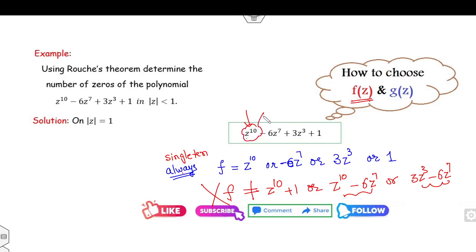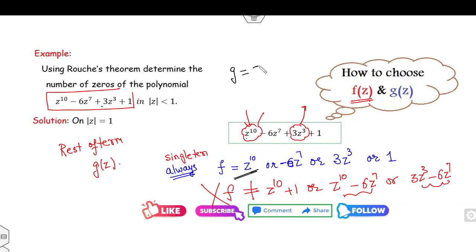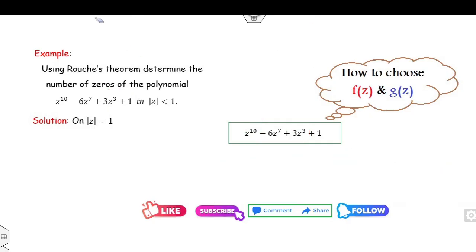Here it is only z raised to power 10, it is only 3z raised to power 3, or 1, only the single term. And whatever the rest of the terms in the given function is my g of z. Meaning, if you consider f is my z raised to power 10, what is the remaining? Remaining is minus 6z raised to power 7 plus 3z cube plus 1, is my g of z. Is it okay? Now, how you can calculate the f and g?